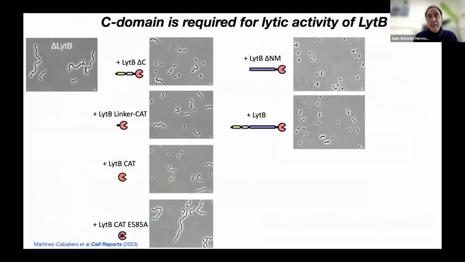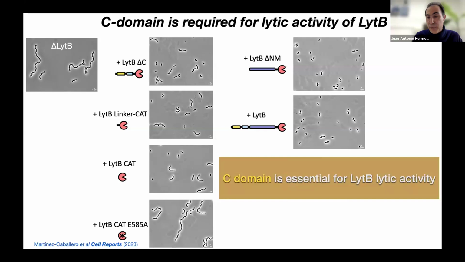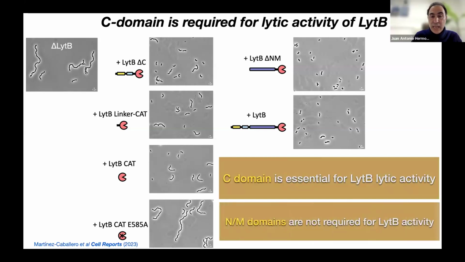So, in very nice collaboration with the group of Christophe Grangeasse in Lyon, France, as you can see here in Streptococcus pneumoniae without LytB, we observe this chaining phenotype. If we make different constructs, adding from outside the catalytic domain, the NM and catalytic domains, we always observe chaining. However, if we put the C domain together with the catalytic domain, we observe the normal phenotype for LytB. So the conclusion is clear: the C domain is essential for LytB activity, while the NM domains are not required for LytB activity.